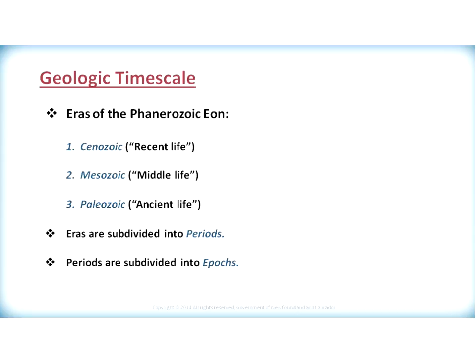If we look at the different eras that make up the Phanerozoic eon, the most recent era is called the Cenozoic, and this represents recent life on Earth. The middle life is represented by an era called the Mesozoic, and ancient life is represented by an era referred to as the Paleozoic. Further divisions of time: eras are subdivided into periods, and periods into epochs.